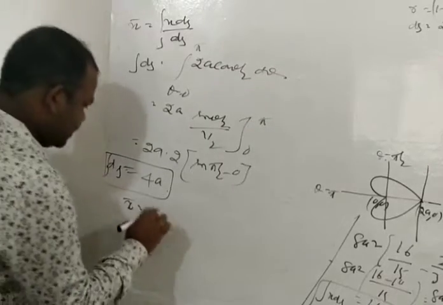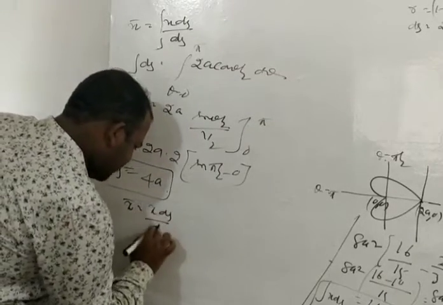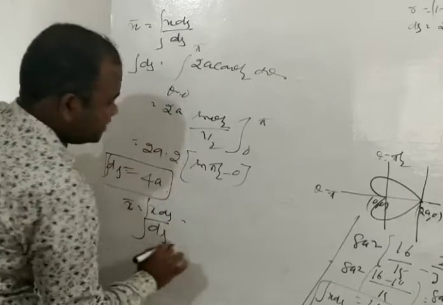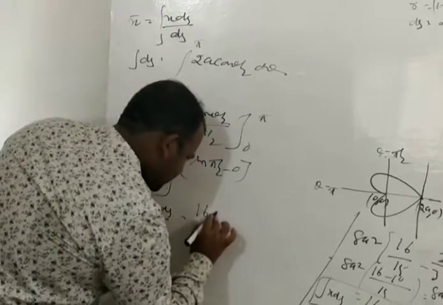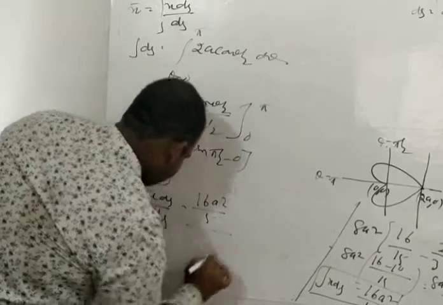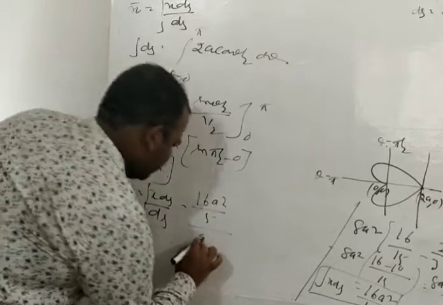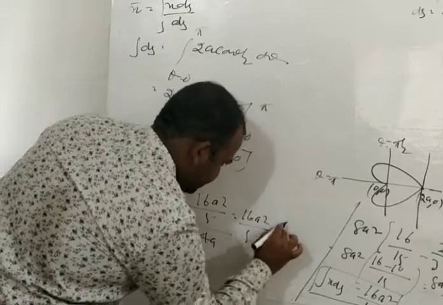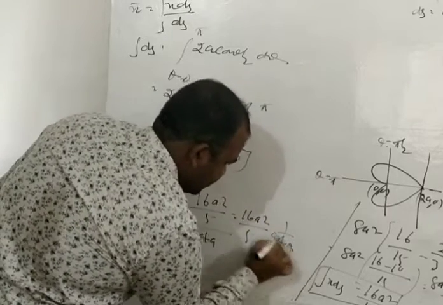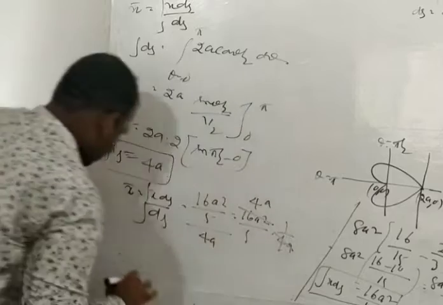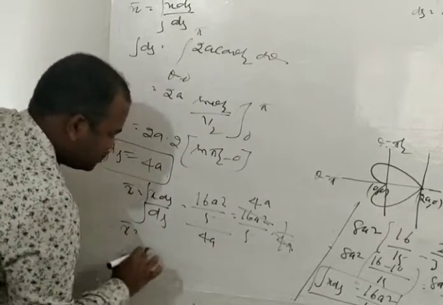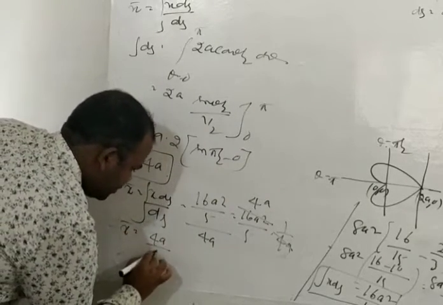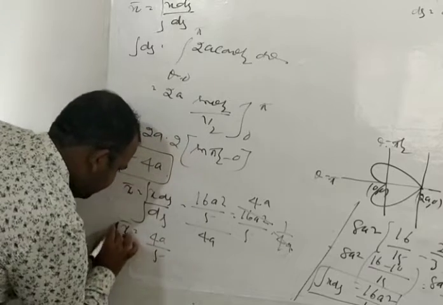Integration of x ds upon ds. So this is x ds, that is 16a square upon 5, upon ds. ds is 4a, so this is 16a square upon 5 and 1 upon 4a. This 4a cancels with this 4a. So what is the value of x bar? x bar equals 4a upon 5.